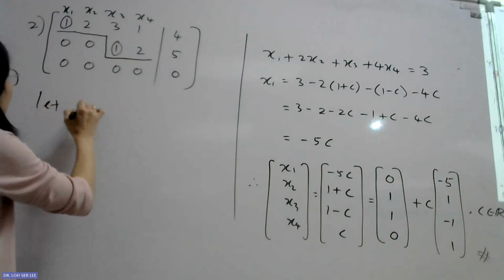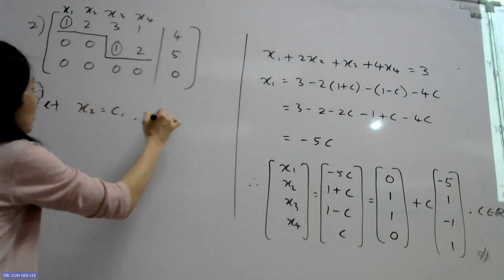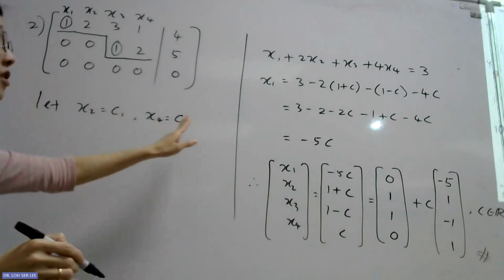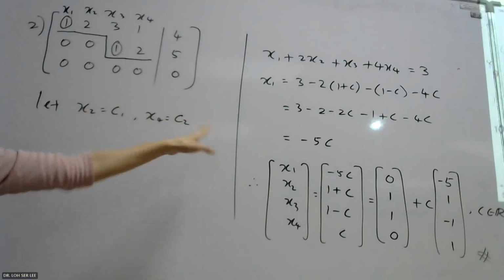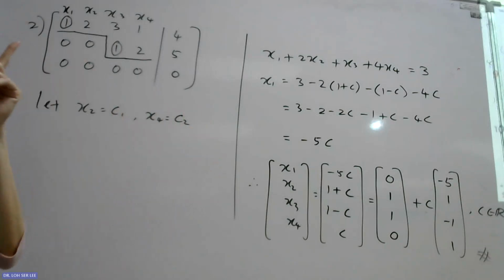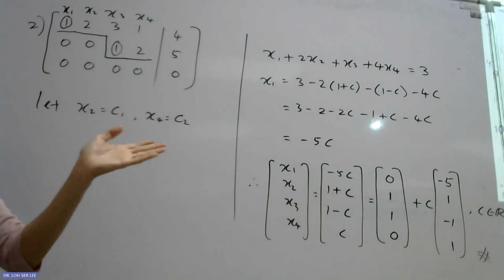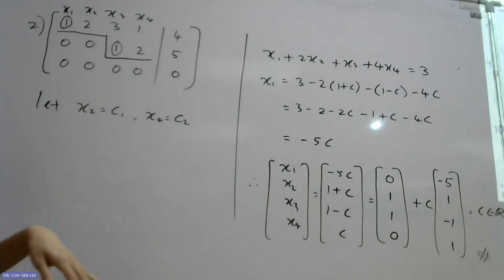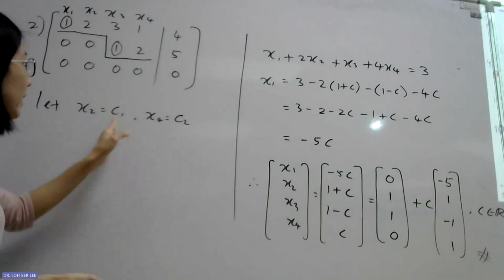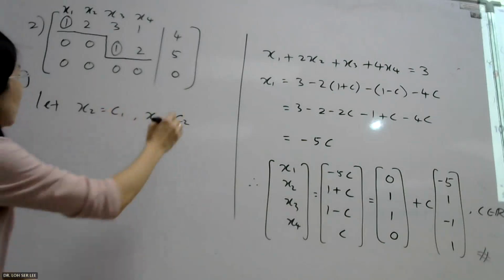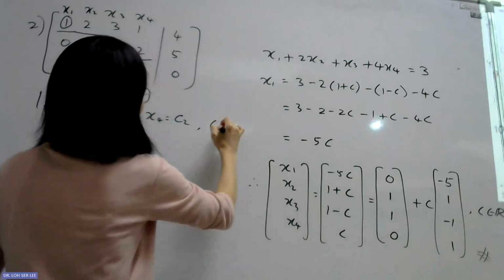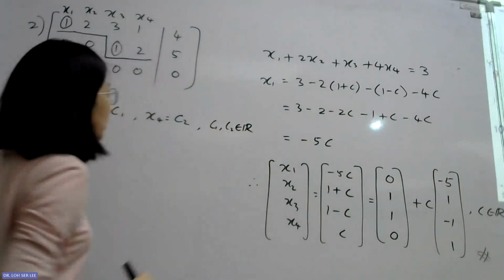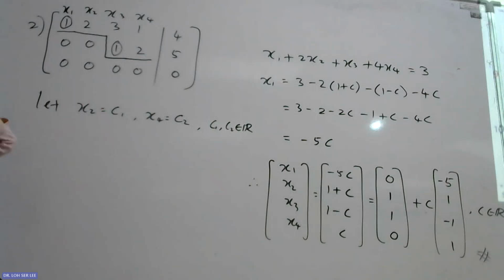So we let X2 be C1, X4 be C2. They are both constants, but they are not the same constant. That's why we use different labels, C1, C2. If only one variable is free, we just use C. If more than one, we use C1, C2, or even C1, C2, C3. Because they are constants, but different constants. C1, C2 are real numbers, in the real number system.